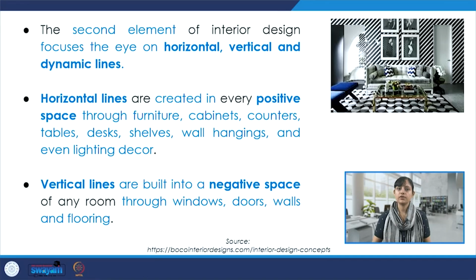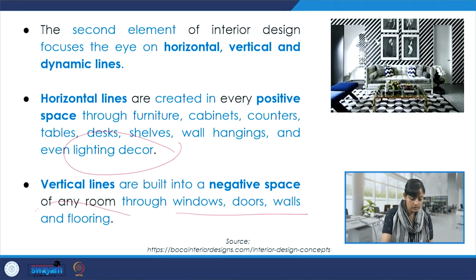Let's talk about line. Line is another very, very important element within the interior design fraternity and used for the projects. And it could be horizontal, vertical, dynamic, and it helps our eye achieve a certain movement. It focuses the eye on attributes like horizontality, verticality, dynamism, etc. So horizontal lines are created in positive spaces through furniture, cabinets, counters, wall hangings, even lighting decor. And vertical lines are built into a negative space through windows, doors, walls, and flooring.